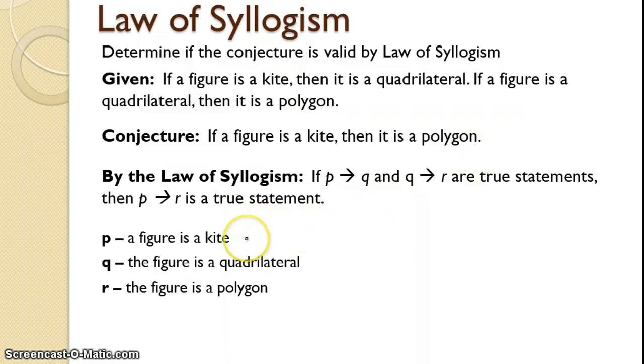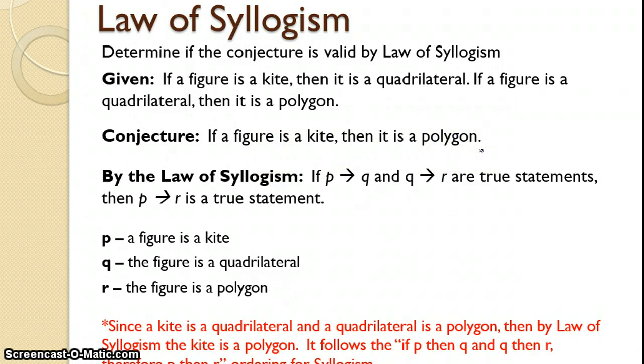Our P, a figure is a kite. For our Q, the figure is a quadrilateral. For our R, the figure is a polygon. Can we determine that if a figure is a kite, then it is a polygon? Since a kite is a quadrilateral and a quadrilateral is a polygon, then by the law of syllogism, the kite is a polygon. It does follow the form P then Q and Q then R. Therefore, this is true by the law of syllogism.